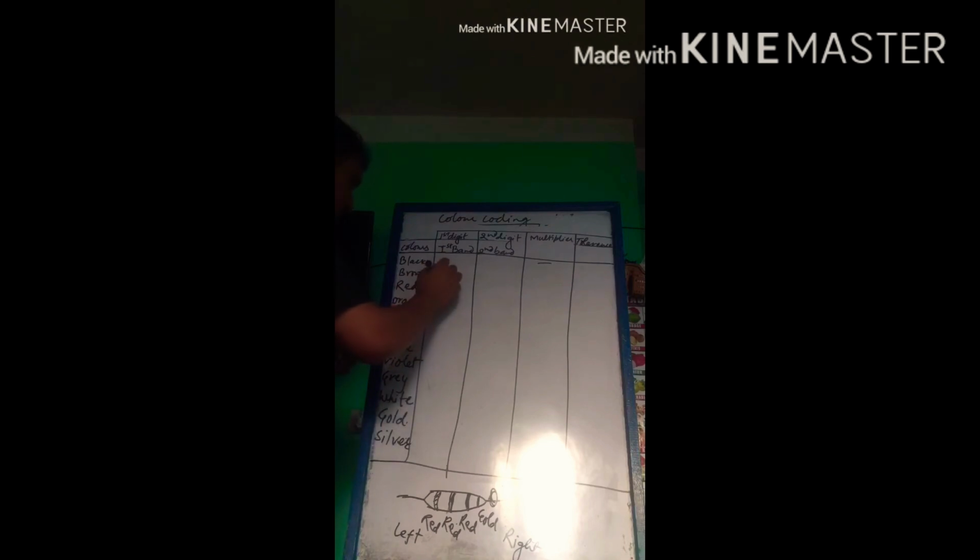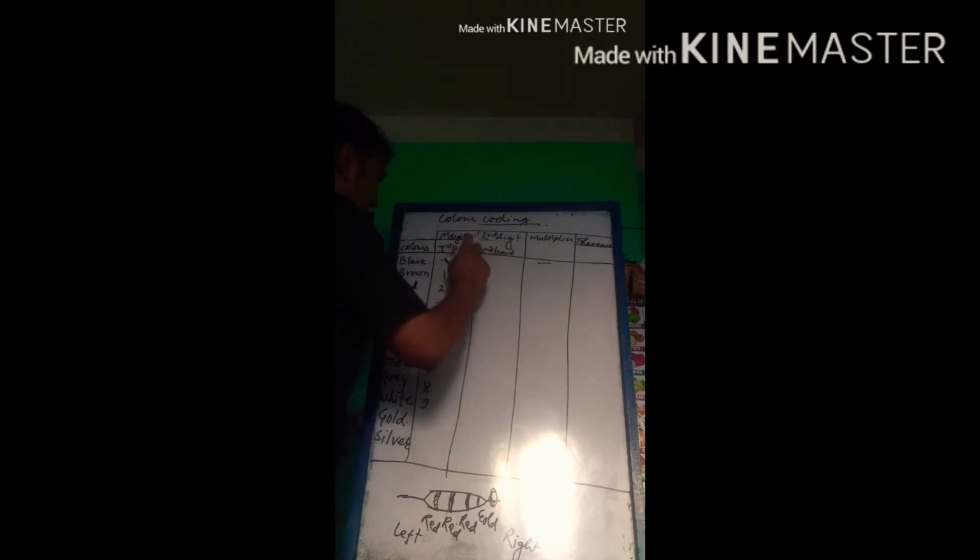Now from brown, let us start writing it. 1, 2, 3, 4, 5, 6, 7, 8, 9. And if brown comes, 1 should be kept in the first digit, and if red comes, 2, orange comes 3, yellow comes then 4, green comes then 5, blue comes then 6, violet comes then 7, grey comes then 8, white comes then 9. You have to keep that. Okay.